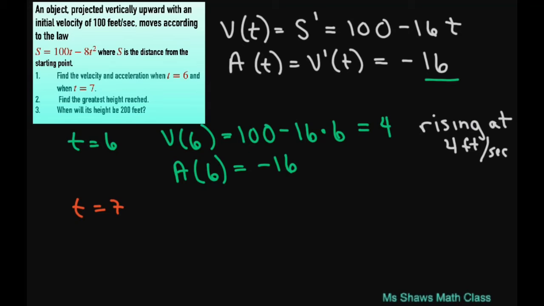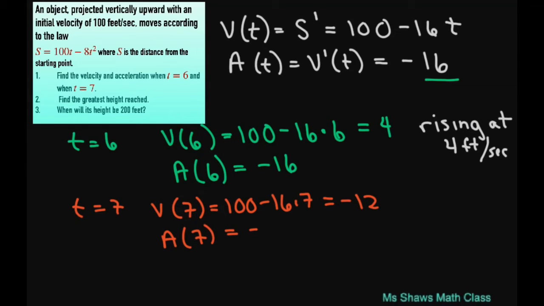All right, now let's do t equals 7. So the velocity at 7 gives you 100 minus 16 times 7, and that equals negative 12. Your acceleration basically is the same. All right, so that means the object is falling, since this is negative, falling at 12 feet per second.